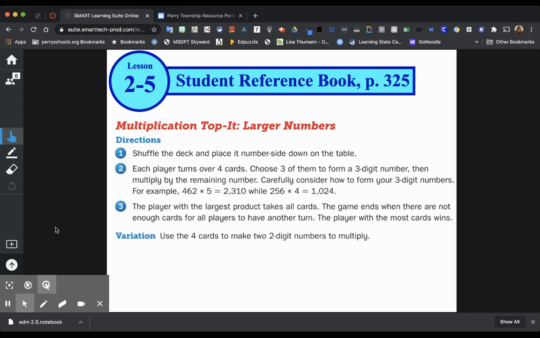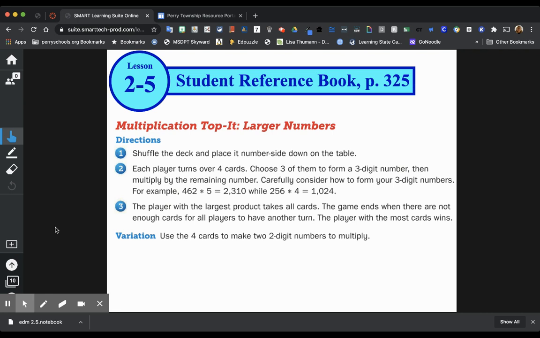Okay, so now you can look at Student Reference Book, page 325. And remember, you can access that on the Everyday Math website. Multiplication Top-It, larger numbers. Here are the directions. This can be found in the SRB, but the directions are also right here.